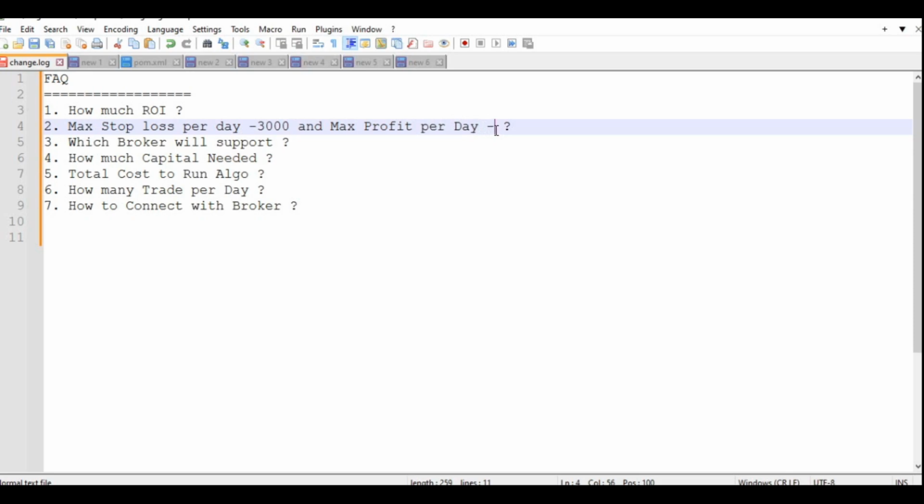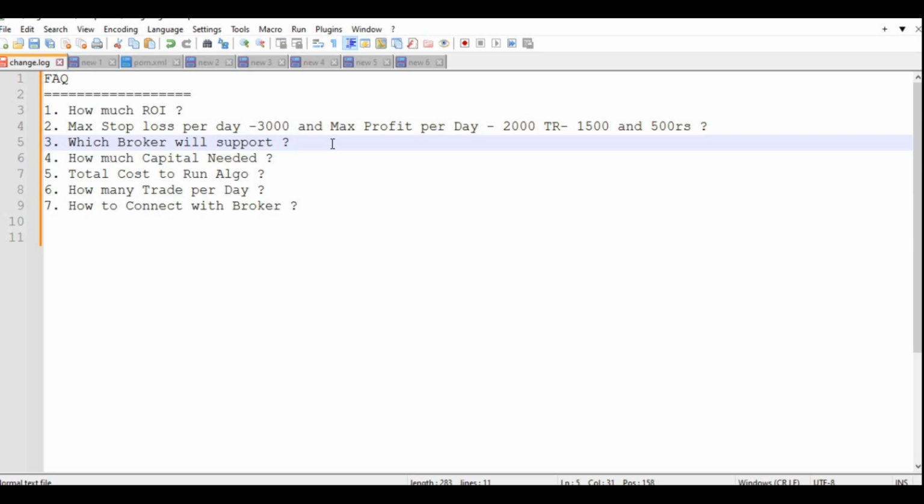So suppose you are getting 2,000 rupees profit, then our trailing stop loss TR will start from 1,500, and it will keep moving by 500 rupees. For example, if it moved to 2,500, the trailing will become 2,000. In that way, we are locking our profit.